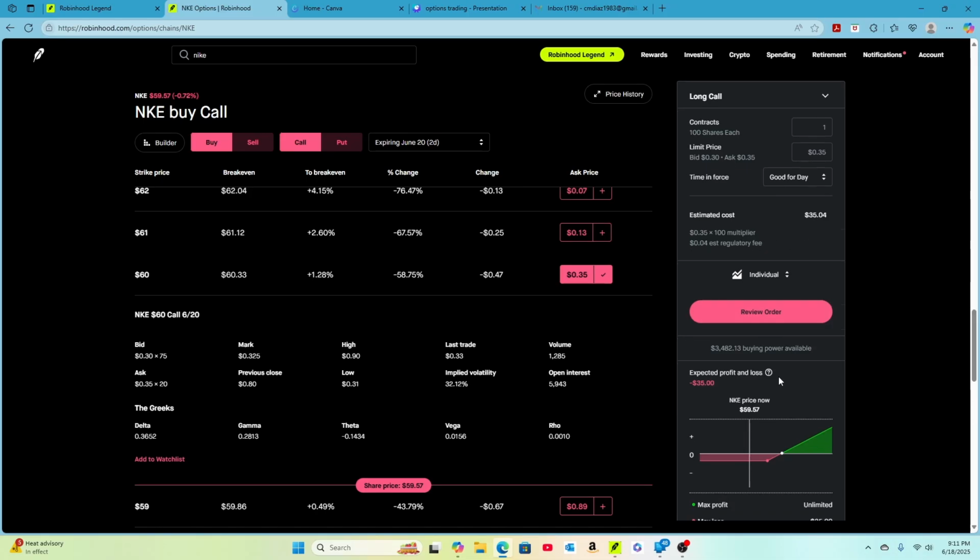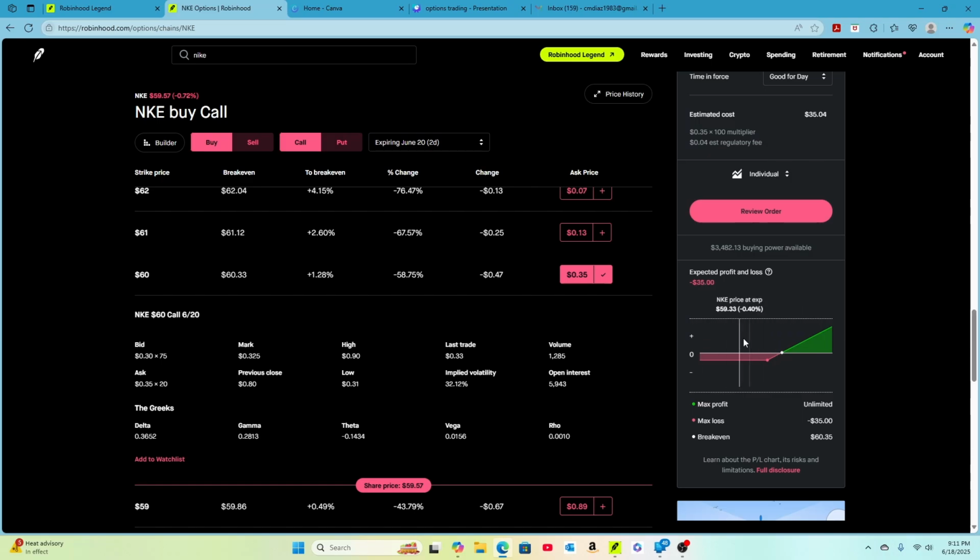So down here you can see it shows you a little chart of your projected losses and profit. So as you can see here, your break-even price is around $60.35. Anything over this is just profit. So as you see, if I move the cursor, the higher the price of Nike goes up, the higher your profits. So it's actually telling you $70, $85, $100. If it goes up 3%, you're making $100.